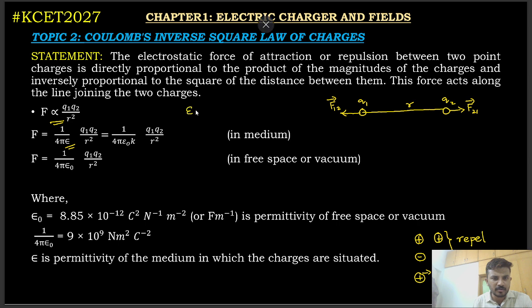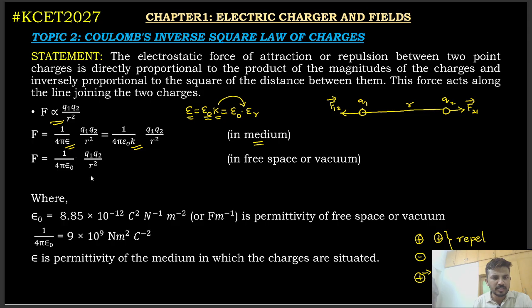Where epsilon is given by epsilon naught into K, that is equal to epsilon naught into epsilon R. Sir, what is epsilon here? This is called the permittivity of the given medium. Epsilon naught is the absolute permittivity of free space, and K is called the dielectric constant, which is similar to the relative permittivity of the medium. If you substitute that here, you will get 1 by 4 pi epsilon naught K. In the next slide, I will show you the value of K for different media. So this is for the given medium.